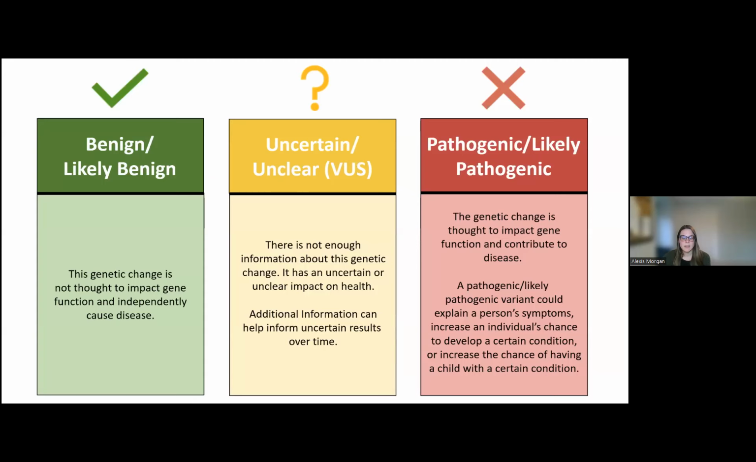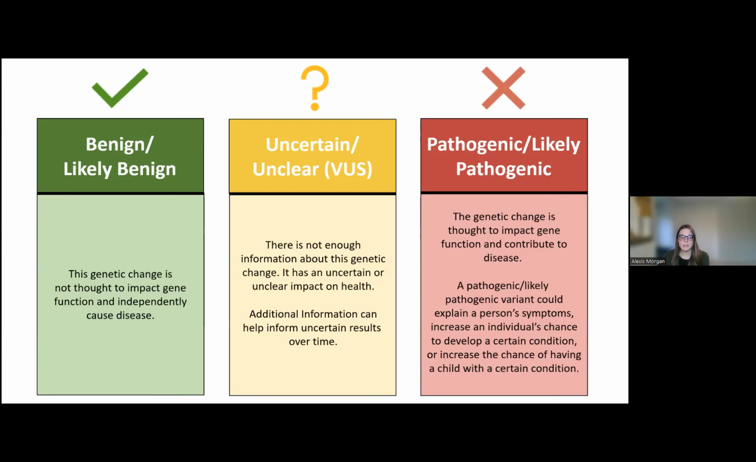Whenever a genetic variant is found, a genetic testing laboratory tries to classify that variant's effect on health. Variants are classified into different buckets. We have benign, likely benign, uncertain or unclear, and pathogenic, likely pathogenic. Benign, likely benign means the genetic variant is not thought to impact gene function, therefore not expected to cause disease.